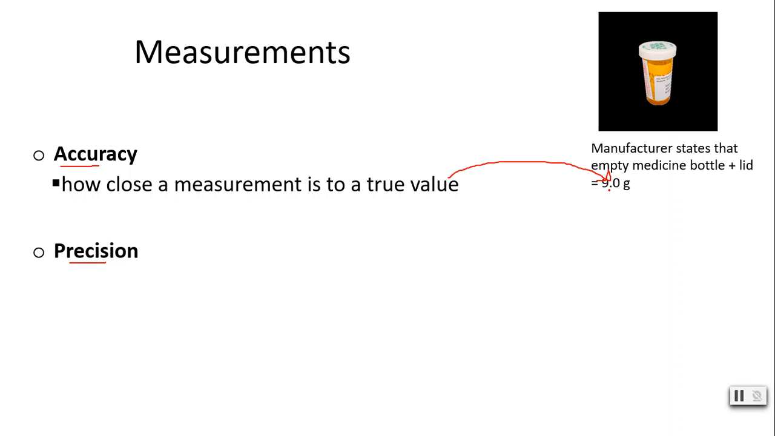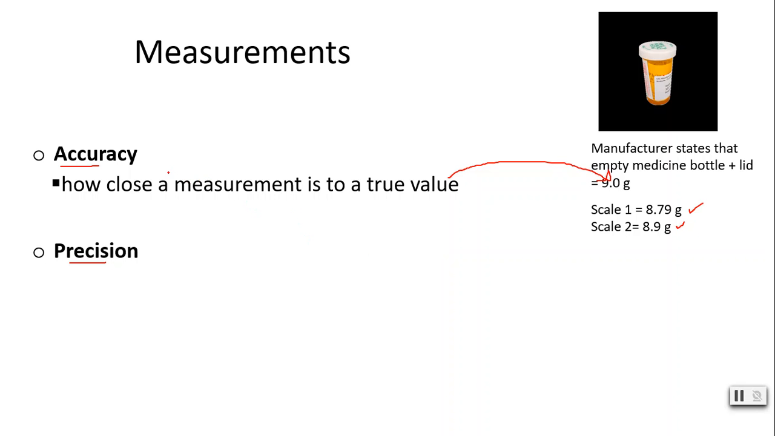So let's say I take that medicine bottle and I have two different scales in the pharmacy. I weigh that medicine bottle with one scale and I get 8.79 grams. I go to a second scale and the mass for the same empty bottle and lid is 8.9 grams.